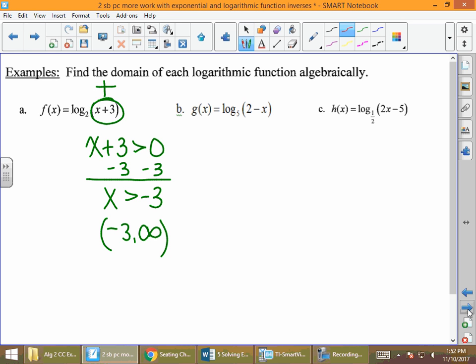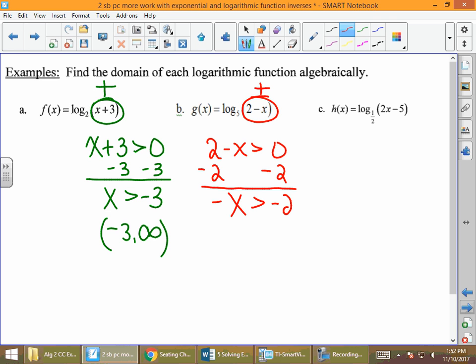So, letter B, g of x is log base 5 of 2 minus x. To determine the domain, the only part of this equation that we need to look at is the part that I just circled. And that part has to be positive. So it's 2 minus x is greater than 0. And when we solve this, I'm going to leave my letter on the left. It's a personal preference.